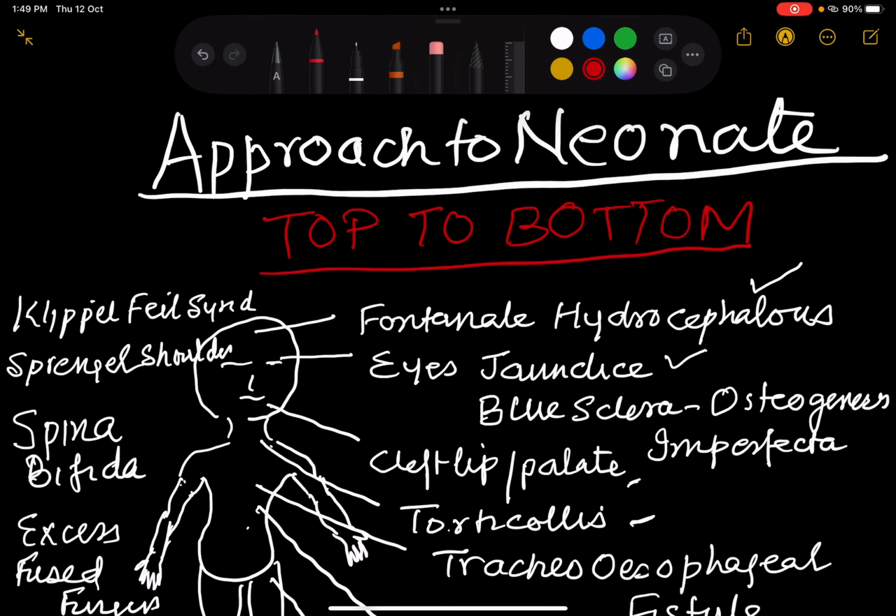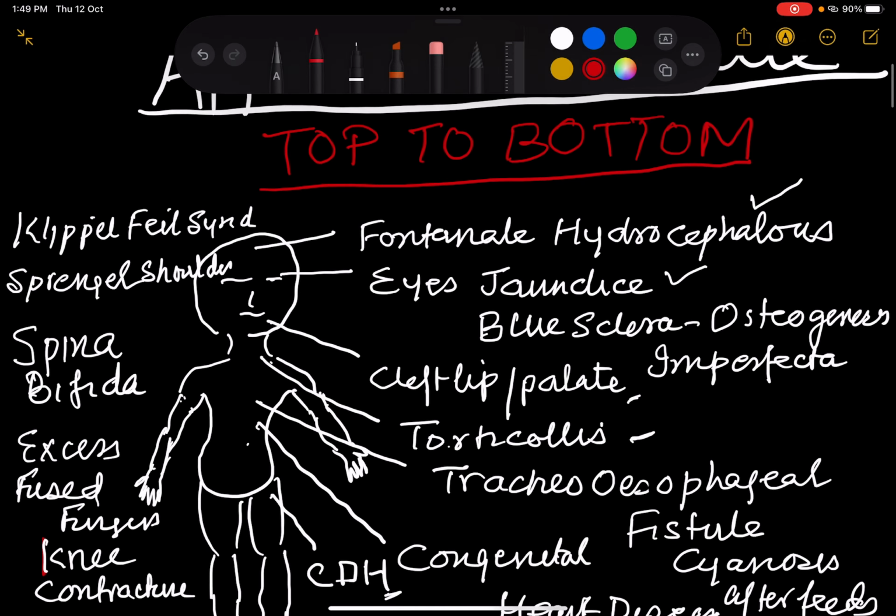Today we approach a neonate. We are called to the obstetrics and gynecology ward and we learn how to examine this neonate. So we go from top to bottom, we put our finger on the fontanelle to see whether there is a chance of hydrocephalus.